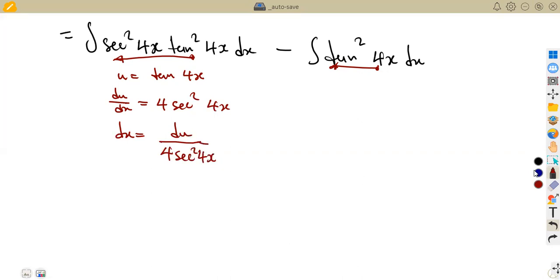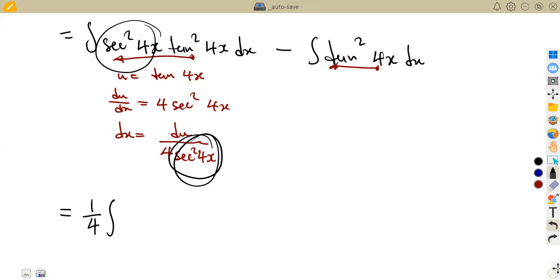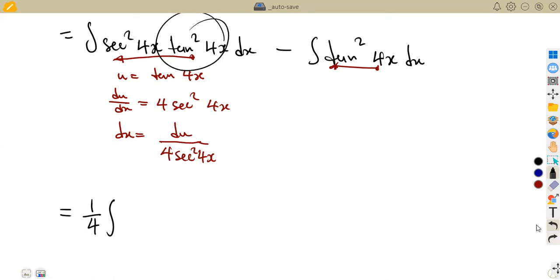So if we substitute properly here, this is going to cancel the sec squared, because it is in the denominator. You are going to remain with 1 over 4. The integral of sec squared cancelled with this sec squared 4x, so we are left with tan squared 4x, where tan is represented by u. So it's going to be the integral of u squared, since this is tan squared. So it's going to be u squared with respect to what?